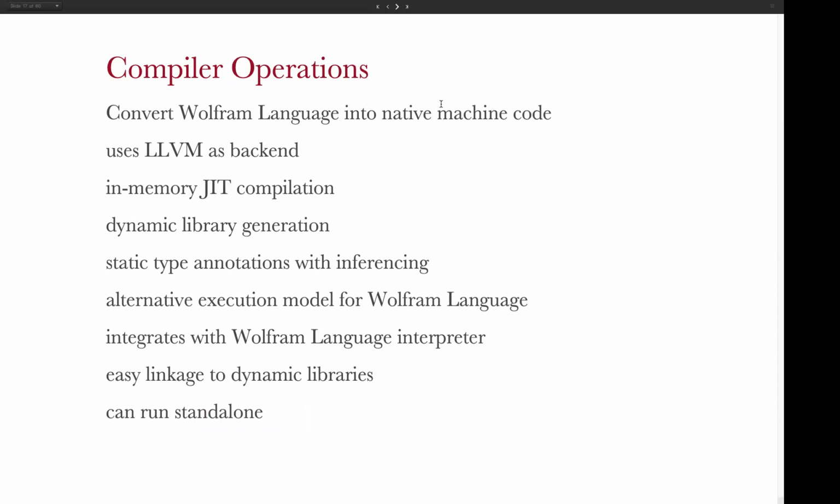Now, for an overview of the compiler, the idea is it converts Wolfram language code into native machine code. Part of its workflow pipeline is that it uses LLVM as a backend. In its main usage, it makes use of the in-memory LLVM JIT compilation system, but it can also make dynamic libraries or standalone. The dynamic library is quite useful for caching the results. It has static type annotations with an inferencing engine, and it provides an alternative execution model for the Wolfram language.